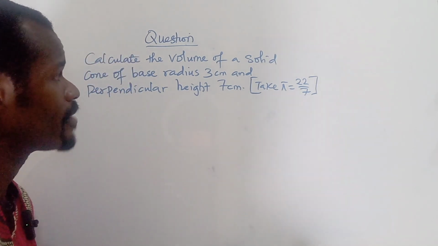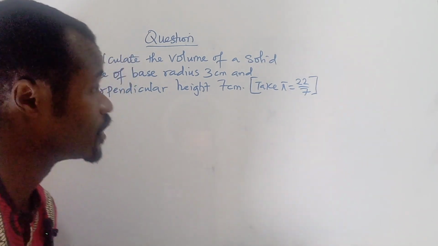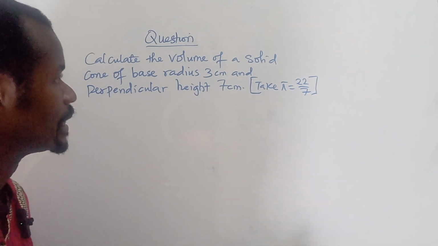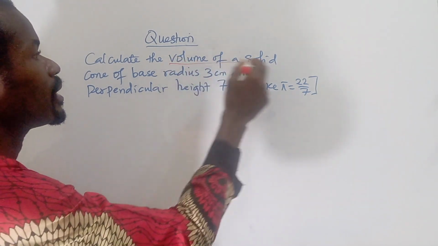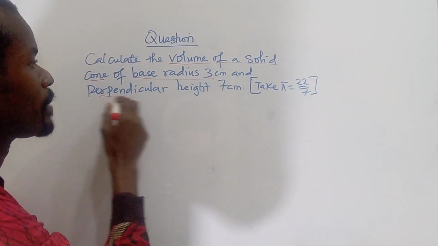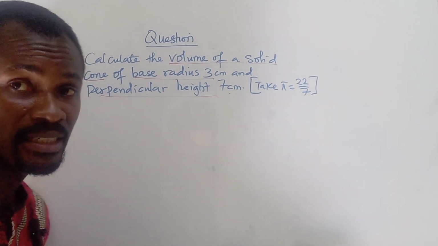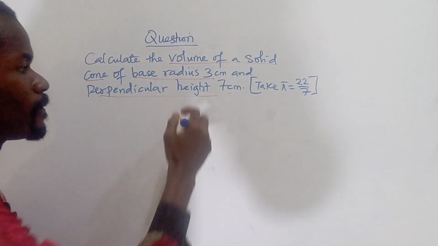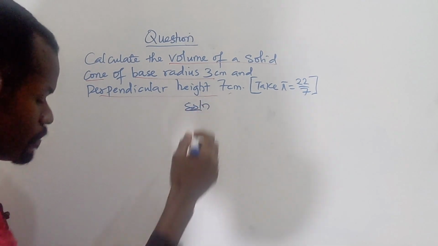Okay. All right. So we have a problem on the board on mensuration. The question says find the volume of a solid cone. We're given the base radius and the perpendicular height to be 7 centimeters. Alright, so let's understand what the problem is all about.